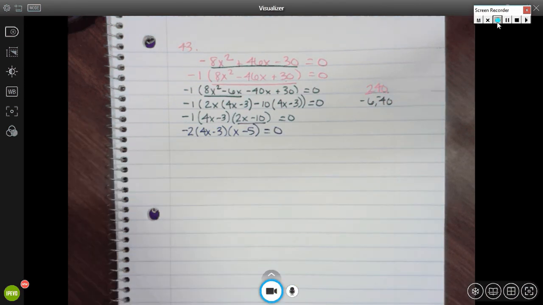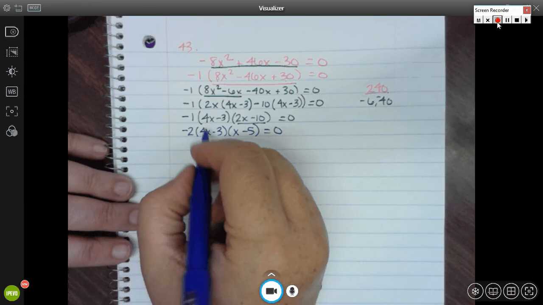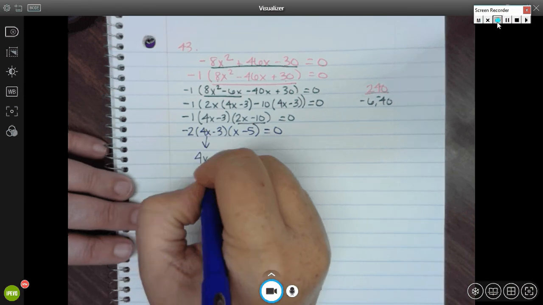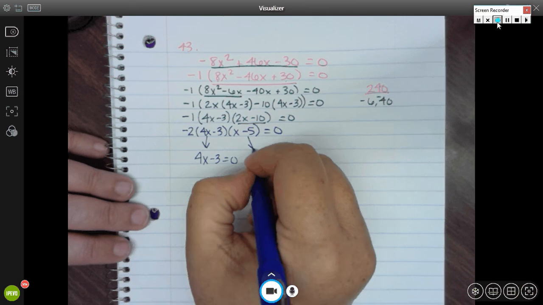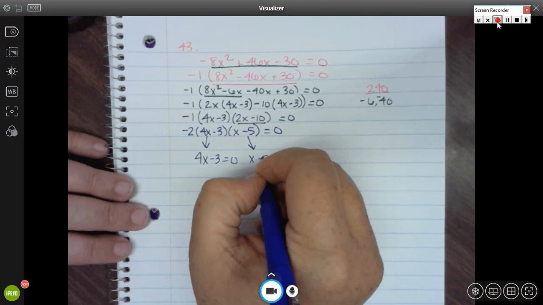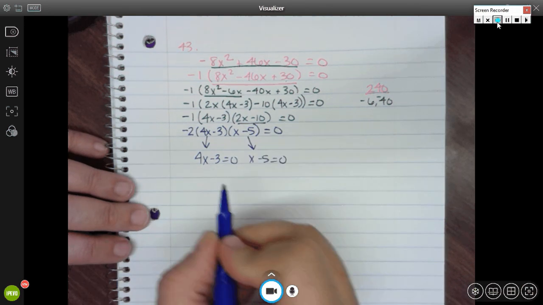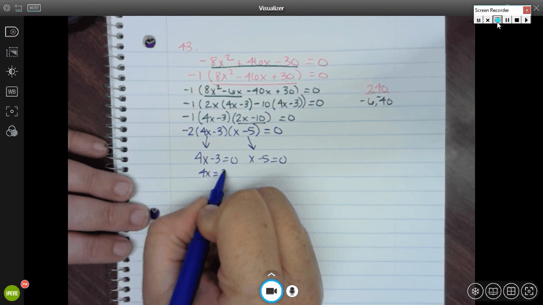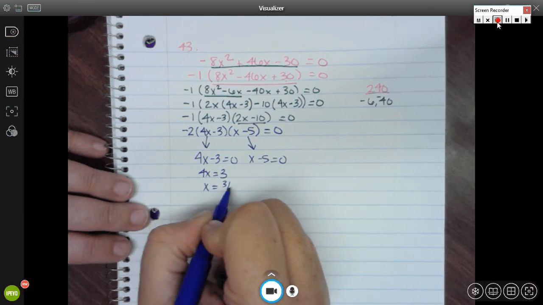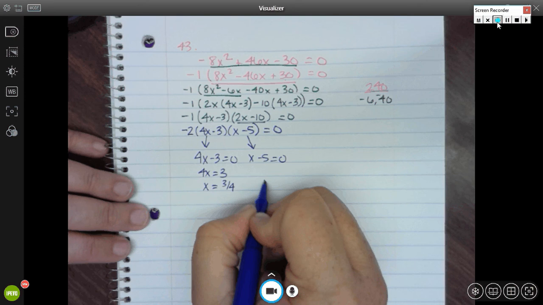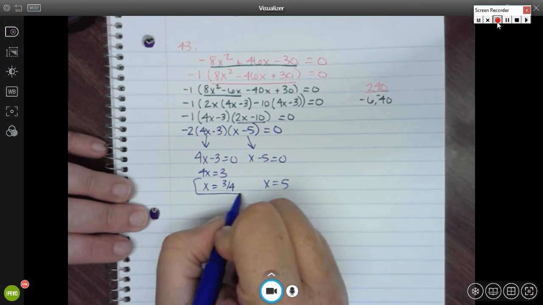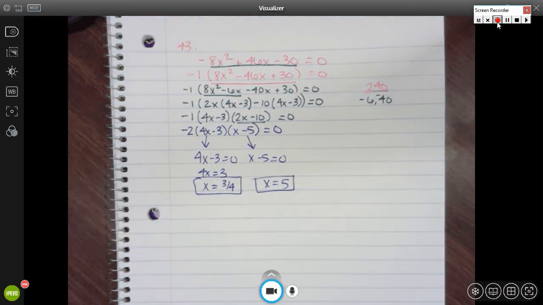But at the end of the day, I'm still going to solve, and I'm going to get the same answers. I'm going to say 4x minus 3 equals 0, and x minus 5 equals 0, or 2x minus 10 equals 0. I'm going to add 3 and divide by 4, and I'm going to add 5 for my two answers. Okay?